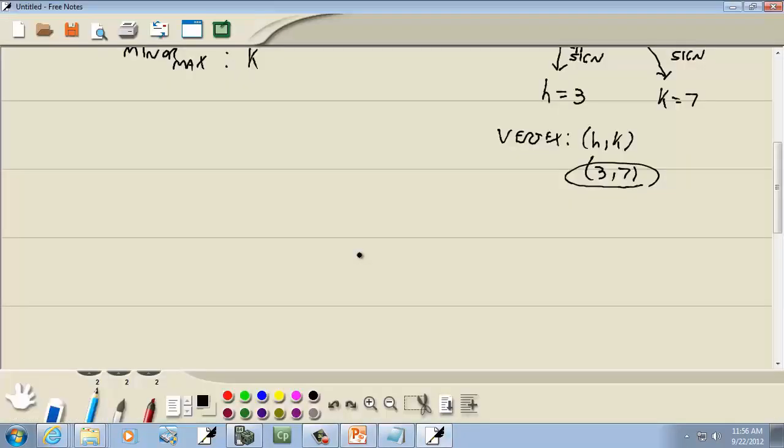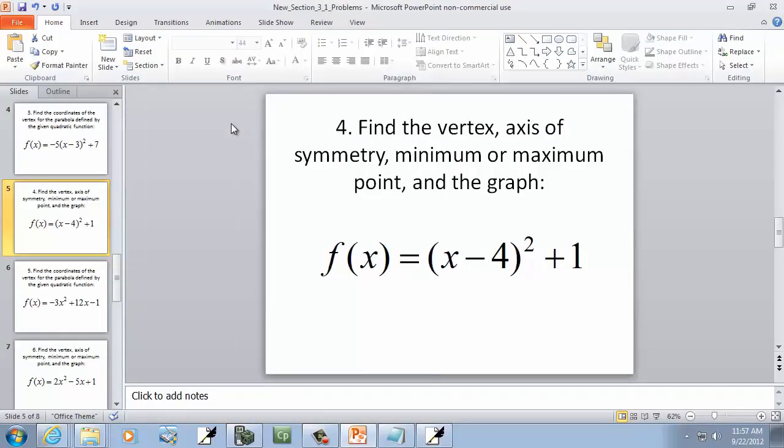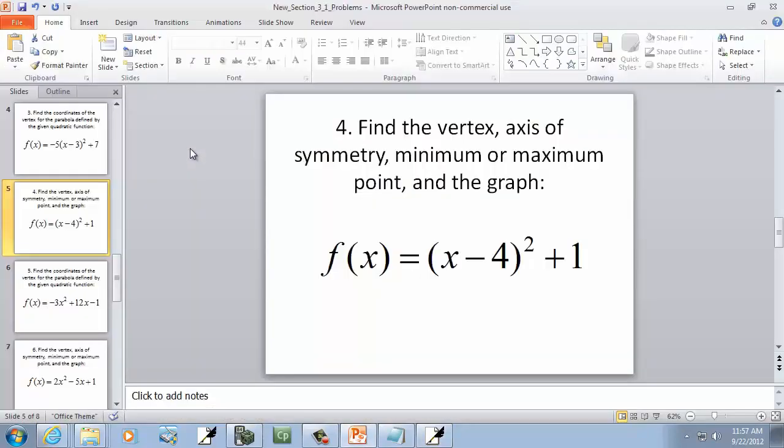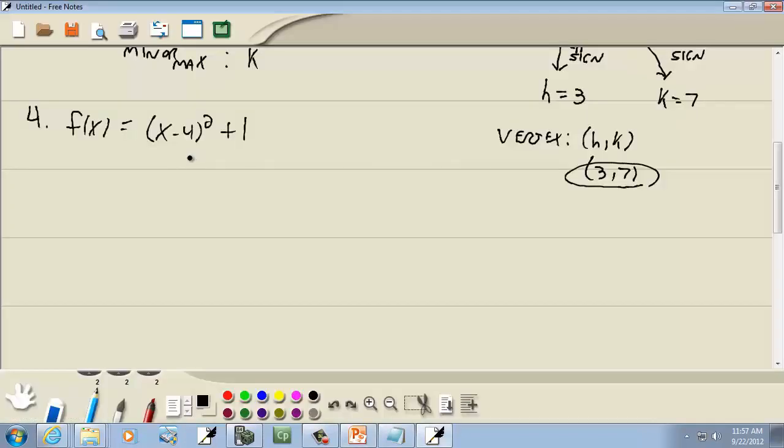Let's take a look at this next problem. We've got f of x is equal to (x minus 4) squared plus 1. The instructions say find the vertex, axis of symmetry, min or max, and then graph. This is slightly different than what the book has. I like my instructions better.